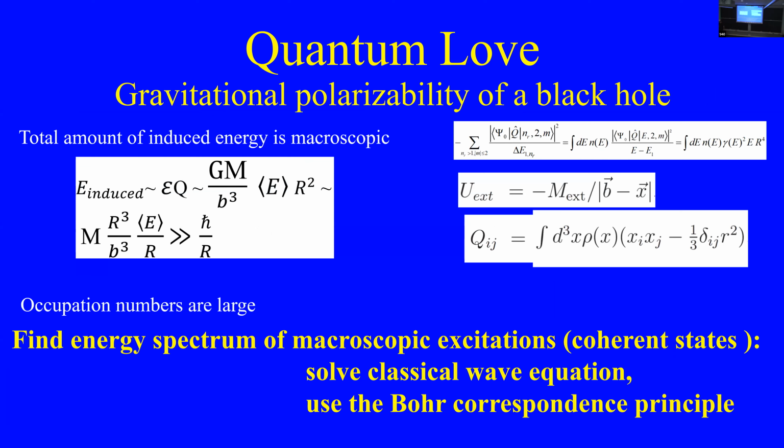Yes, so it turns out that this is just a justification of why occupation numbers are large in the region that I'm looking at, and why I can use semi-classical analysis. Now, the problem is reduced to finding the internal spectrum of the quantum black hole, and then I use the Bohr correspondence principle to write classical wave equations that will reproduce that.